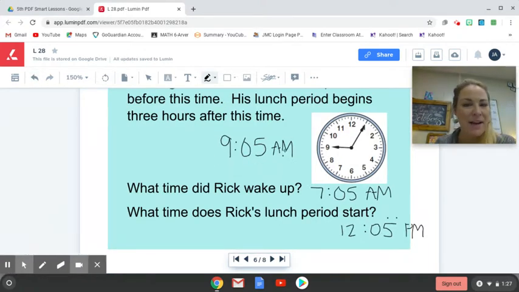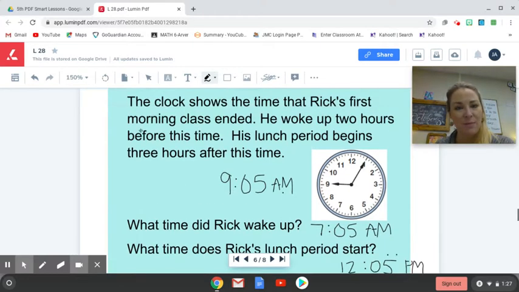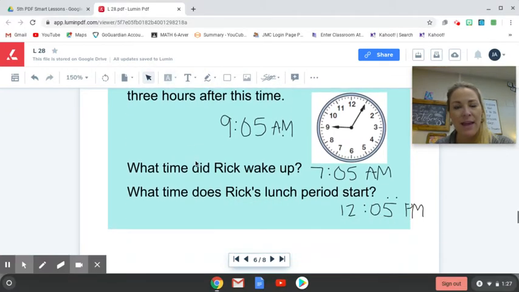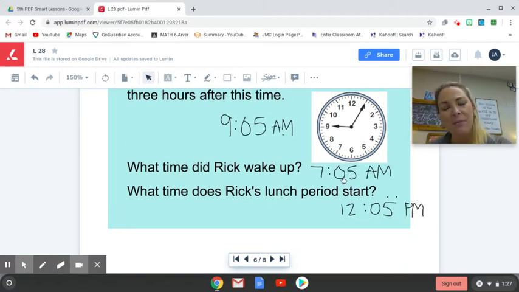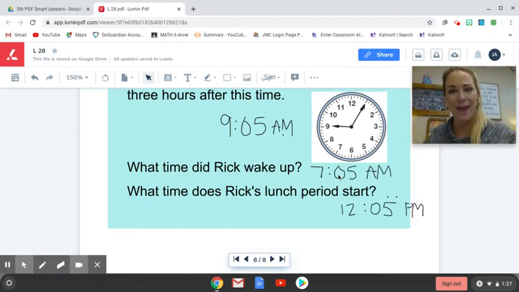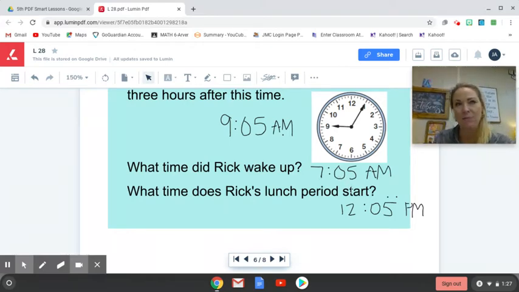So I've identified that this clock says it's 9:05 a.m. I knew that it was a.m. because we're talking about morning classes, right? So 9:05 a.m., he woke up 2 hours earlier than that, which means he woke up at 7:05 a.m. And then what time does his lunch period start? 12:05 p.m. This is really, really important: identify any time around lunch, midday, then it switches to p.m. If you said 12:05 a.m., that would be like the middle of the night.